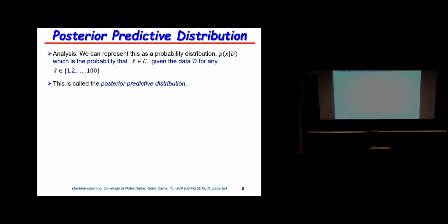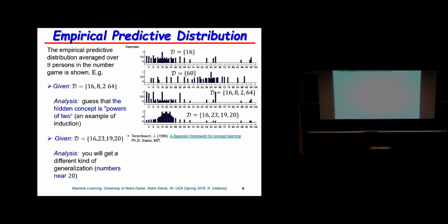So the problem, remember, is that we want to do predictions, and probabilistically, what we want is to produce this predictive distribution for any new data point x. If I ask you, is 17 consistent with this concept C, you have to produce the probability of this new x given my data set D, with the only constraint that all my data points are from 1 to 100. This is what we call the posterior predictive distribution. Given the data D, we want to find if this curly x belongs to the concept C, and all this is expressed with the posterior predictive distribution.